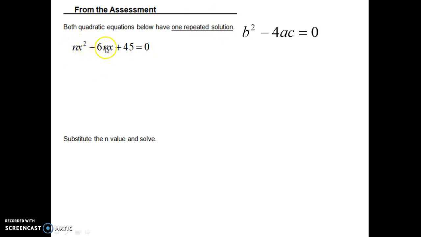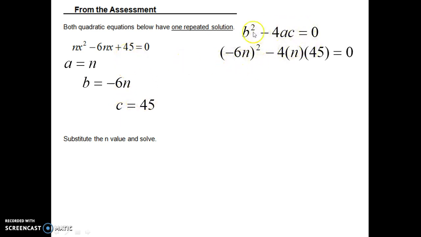This one is written in a strange way, though. We have this n value and this n value, so that just means there's some unknown value there. So our job is to solve for n first. Let's begin with the discriminant. First of all, the a value is this number, n. The b value is this one here, -6n, the thing in front of the x. And the c value is 45 right here.